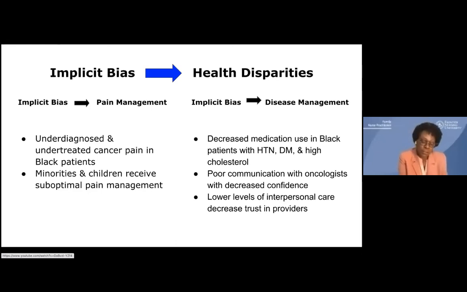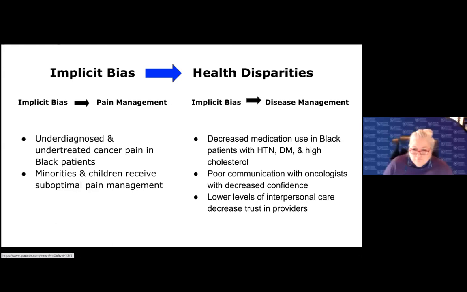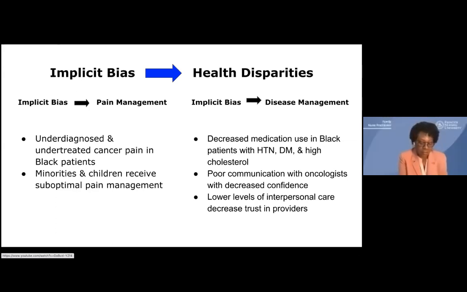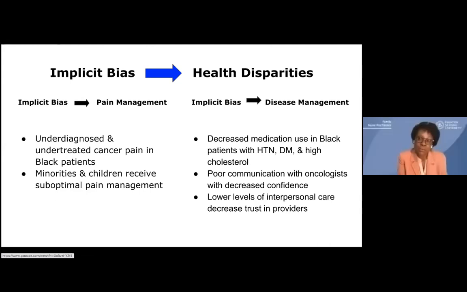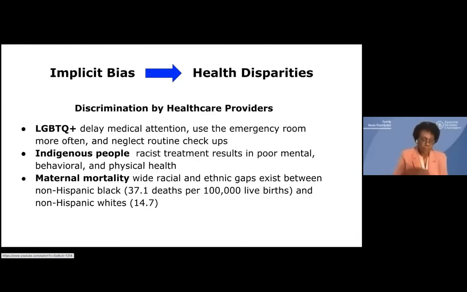The patients also report having more difficulty remembering what they were told by their providers. They had less confidence in their treatment plans, and they thought that it would be more difficult to follow the recommended treatments. Thank you, Dr. John.